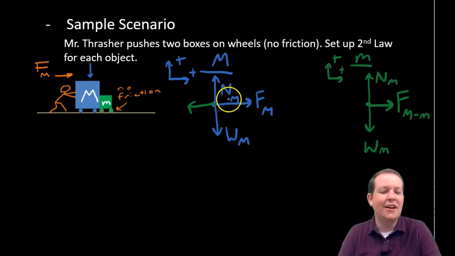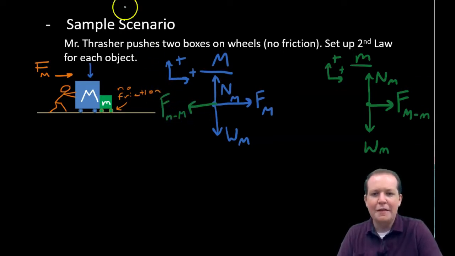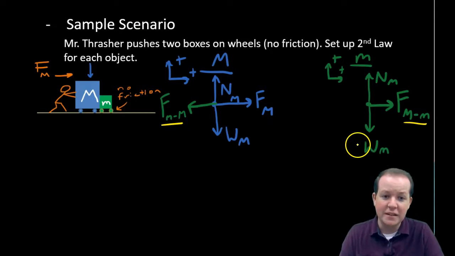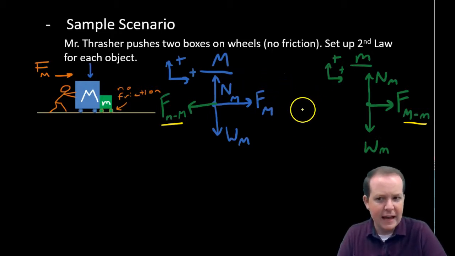I actually did not fully complete my free body diagram in my blue box here. I actually should have Fm to big M. These two forces, I'm going to underline them in yellow. These are my Newton's third law forces, okay? And their magnitude should be equal in size. So there I've drawn my free body diagram.